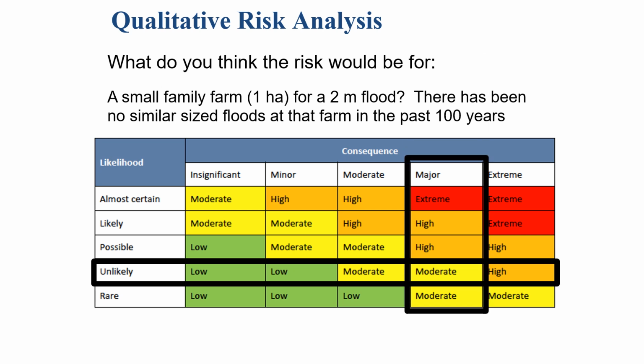A 2-meter flood could have severe consequences, including major damage to crops, destruction of infrastructure, and possibly long-term disruptions to the farm's operation. Therefore, we would categorize the consequence as major. When we combine the unlikely likelihood with the major consequence, we see from the risk matrix that the overall risk falls into the moderate risk category. This means that while the event is unlikely to occur, its impact could be significant, so it should still be considered in risk management and preparedness planning.